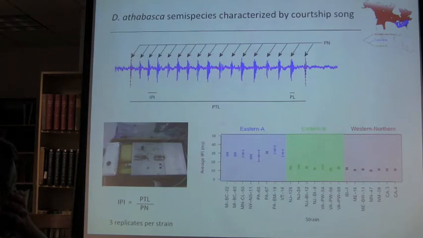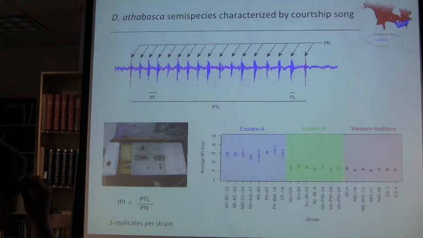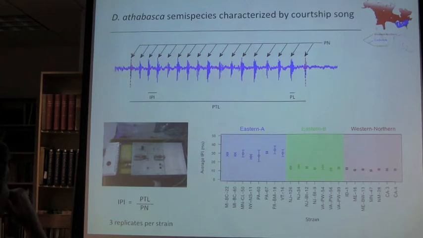We did this for 3 replicates per strain, and you can see that eastern A has evolved a much higher interpulse interval compared to eastern B and western northern. And so you might think, how do they distinguish eastern B from western northern, because it looks like they have the same interpulse interval. And if you remember in the map, these actually don't coexist in nature. So if you find a fly that has a 10 millisecond interpulse interval in New Jersey, you know that this has to be eastern B. So it's a combination of interpulse interval and geographic range that will define the semi-species.